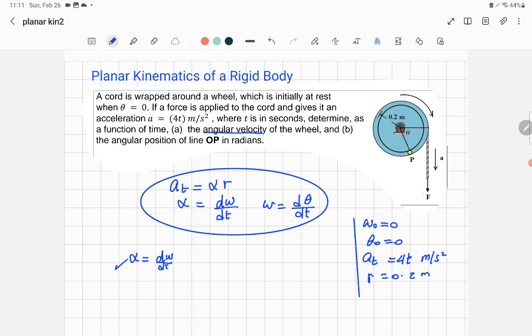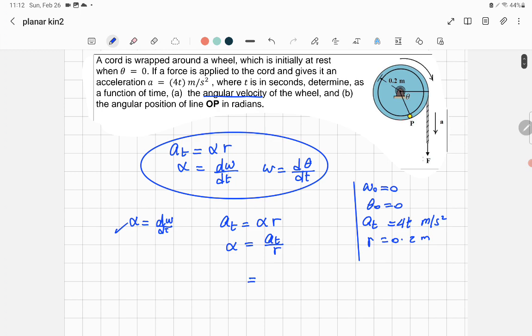So I will say that the tangential acceleration of point P on the disk is equal to alpha r, and so alpha, the angular acceleration, is equal to the tangential acceleration divided by r. The tangential acceleration given here is 4t, divided by the radius, which is 0.2 meter. So we get 20t radians per second squared. So this is alpha.